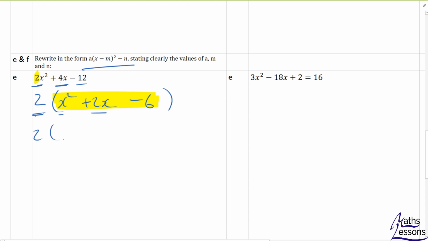So we write the 2, keep the brackets there, and then do the completing the square. Now, to stop you getting confused, I'm going to write a different type of bracket, and I'm going to write this one in red. Okay, so we do the completing the square magic in the middle. So remember, we always halve this value, plus 1 squared.